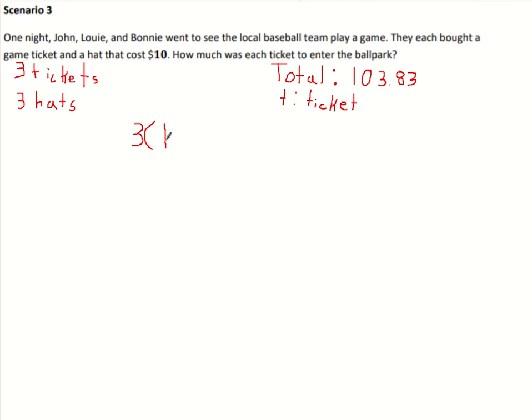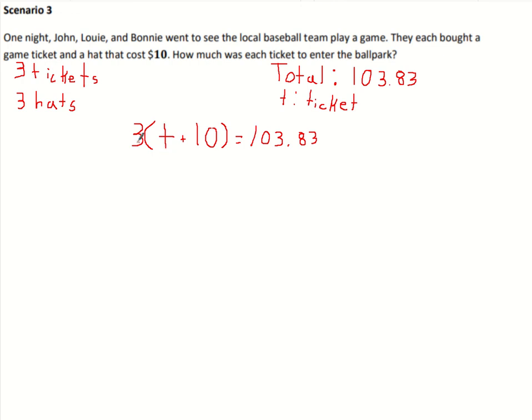So we're going to have our ticket cost plus, I'm making sure that my plus is really tiny so that I don't mistake it for my T, the cost of my hat, which, as our question says, is $10, is going to be equal to $103.83. Now, solving this equation is going to be exactly like solving either of the equations from our first two scenarios.